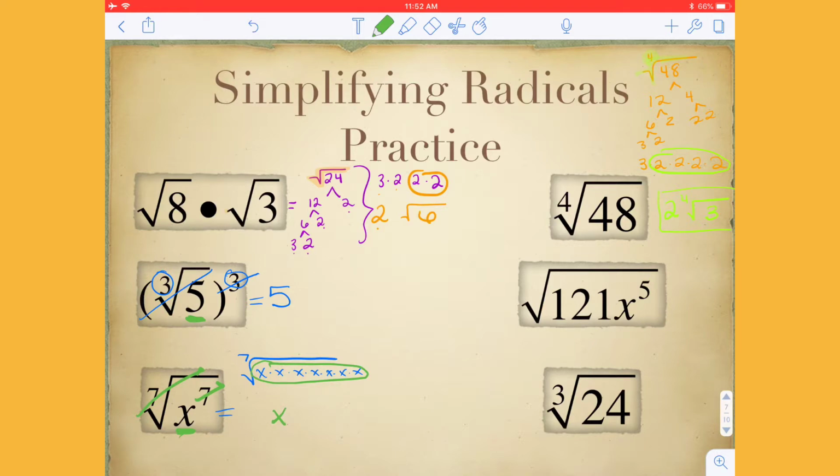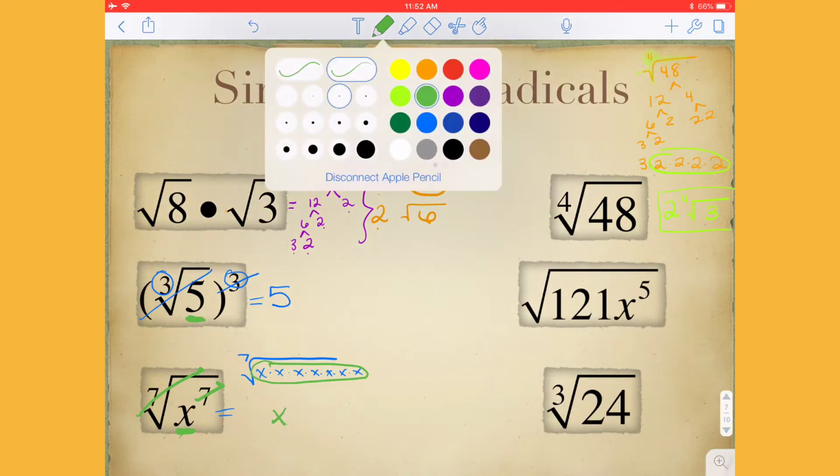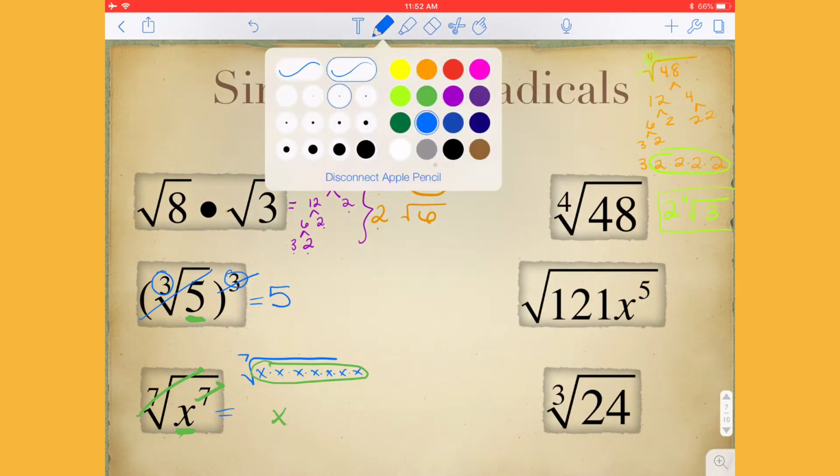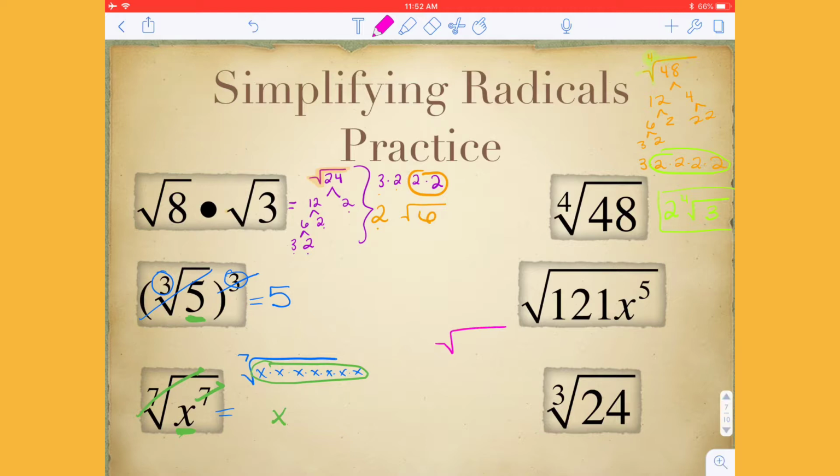I'm going to look at the cubed root of 24. I'm going to actually skip the 121 just for the sake of room. But I'm going to go ahead and look at the cubed root of 24. If I looked at the cubed root of 24, it looks similar to the one we did first, right? But the difference is now I'm doing the cubed root, so I'm going to be looking for groups of 3.